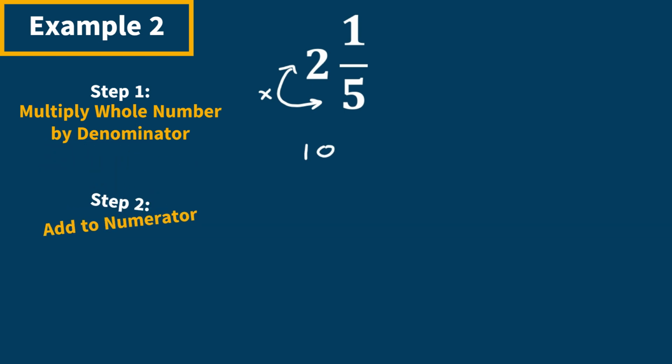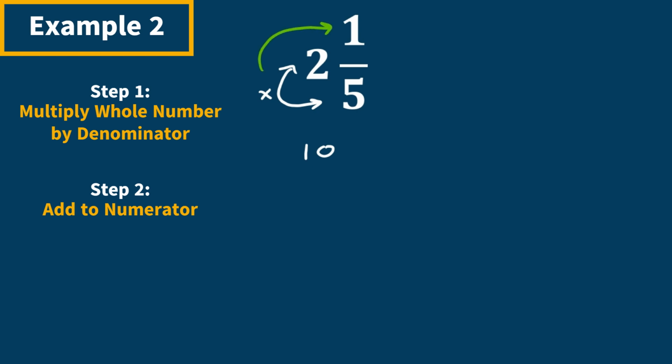Step 2 is to add this number by whatever is in the numerator. In this case, it's a 1. So we have 10 plus 1. And now the denominator is just going to be whatever the denominator of our fraction was. In this case, it's a 5. So we're going to go ahead and write that down.